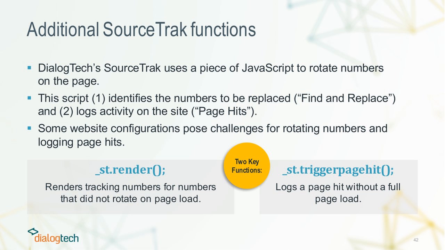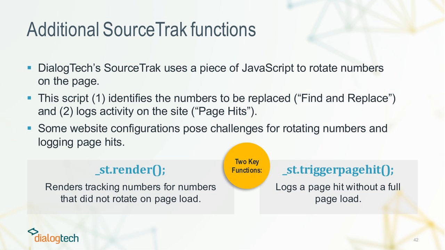But we'll deliver to you a piece of JavaScript. You put that JavaScript on your page. Maybe you plug it into a tag manager. And what that JavaScript does is that as they land on the page, we're going to go ahead and rotate any phone numbers that are available. What we're also doing as people navigate around your website is we're logging their page hits. Logging the page hits is really important because one data point that you can receive from Dialog Tech is the page on which they called, that conversion page.